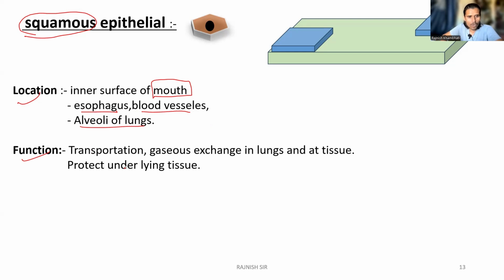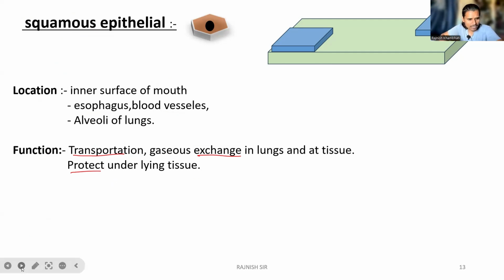The function of squamous epithelium is to help in transportation, and gaseous exchange in the lungs, at the alveoli level. And they protect the underlying tissue. So the function is transportation, second is exchange of the material, and third is protection. So three functions are there of squamous epithelial tissue.